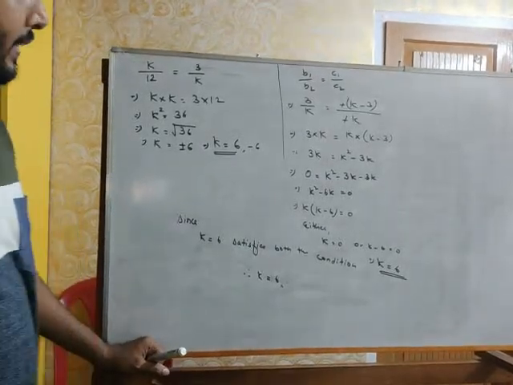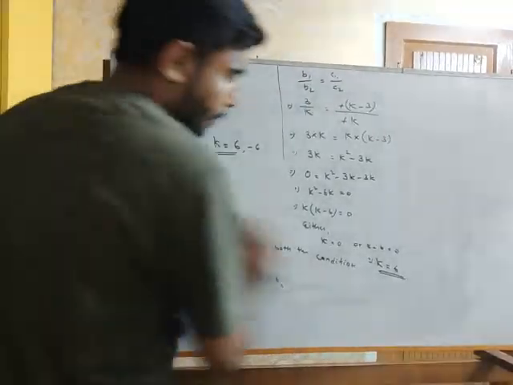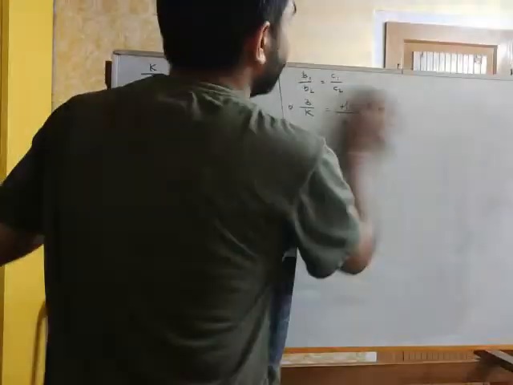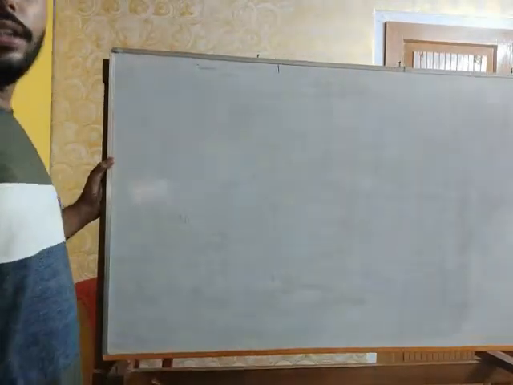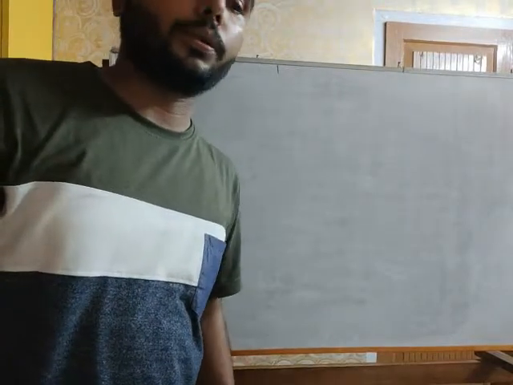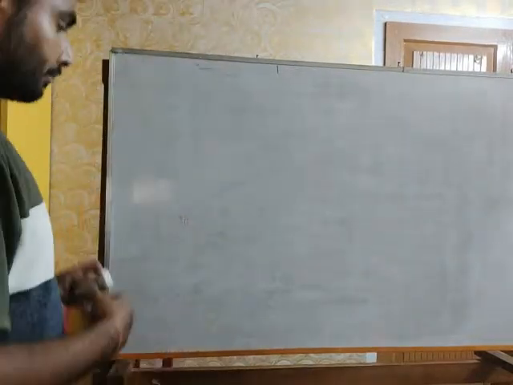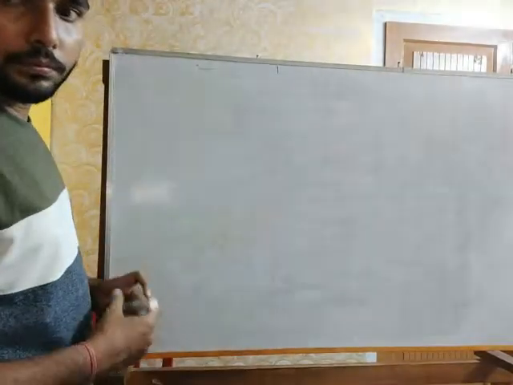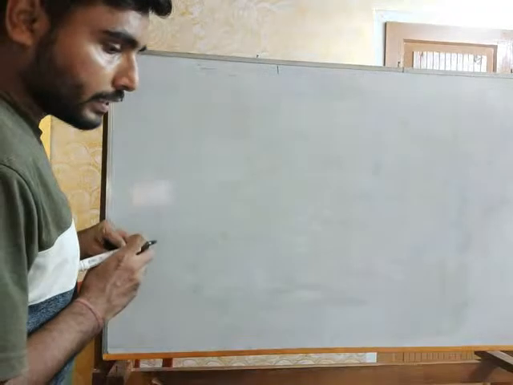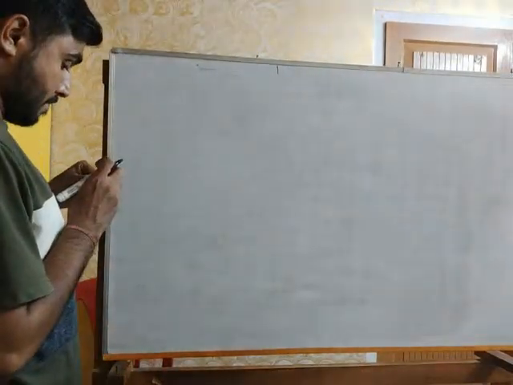So we'll see exercise 3.5, question number 7. That is a little different. Others are all the same. Just read it. You will try it by yourself. If there is any doubt, you can ask me in the WhatsApp group. Okay. So let's see number 7.